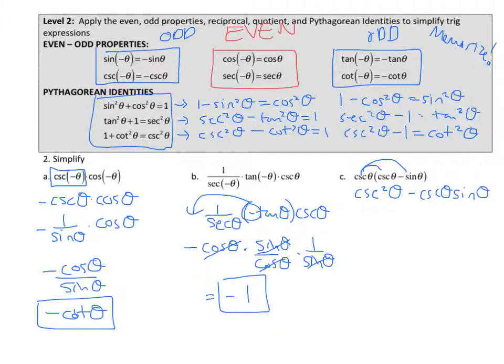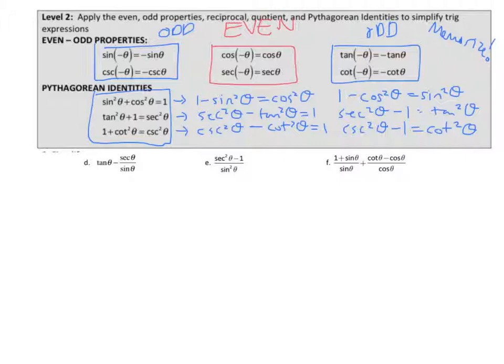And since cosecant theta and sine theta are reciprocals, when you multiply two reciprocals together, you just get 1. So this is cosecant squared theta minus 1. And now I need to recognize that this is one of our Pythagorean identities. Cosecant squared theta minus 1 is the same as cotangent squared theta, which is a simpler way to write that, and that's as simple as I can get.